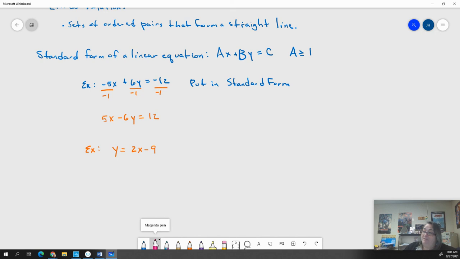Add by the opposite sign, right? So we have positive 2x. So we want to move it over. So we're going to go minus 2x, minus 2x. So I get negative 2x plus y equals -9.